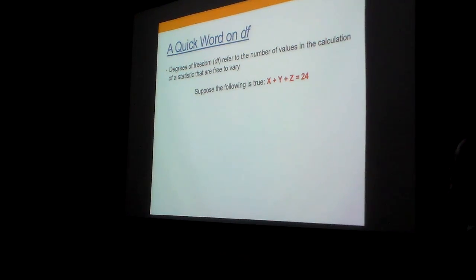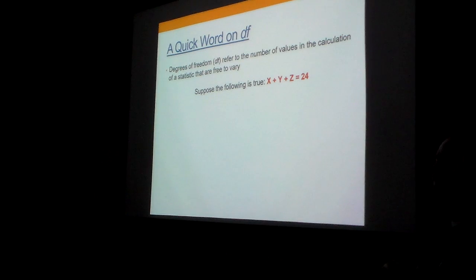Okay, what about Z? Can Z be anything? No, right? Z can be one thing, right? We've run out of our degrees of freedom. So here we have 2 degrees of freedom. We can pick whatever we want for X. We can pick whatever we want for Y. But once we have X and Y in place, Z's fixed, right?